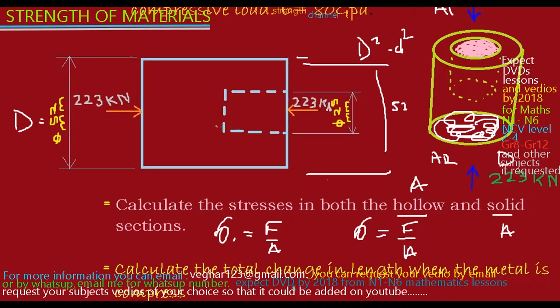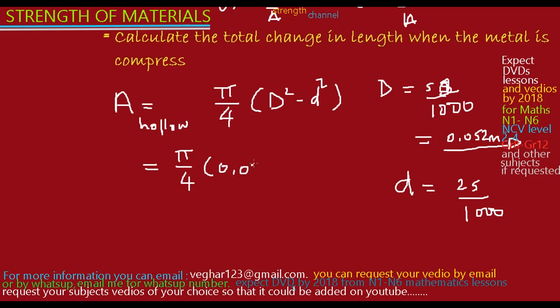Okay, 52. But if you don't want to change it, you can leave it like this, and then you don't change anything. So your stress will be written in megapascals. To change it, normally we used to change.